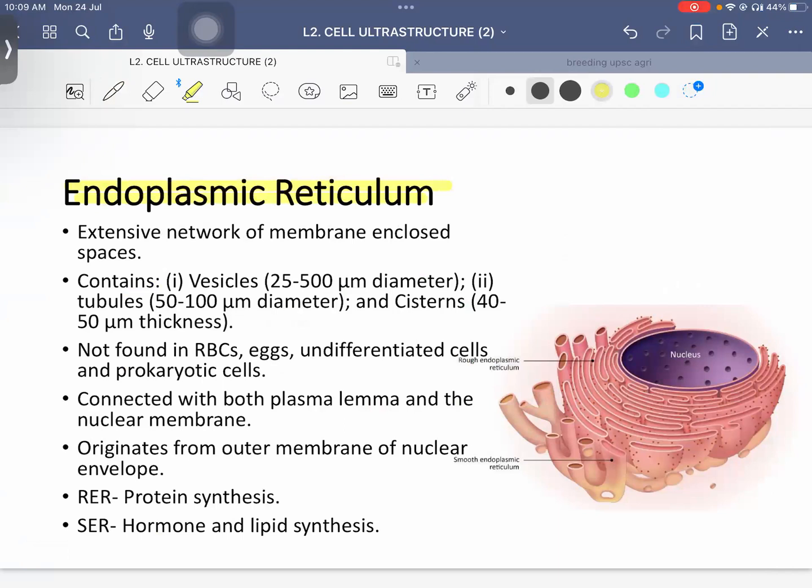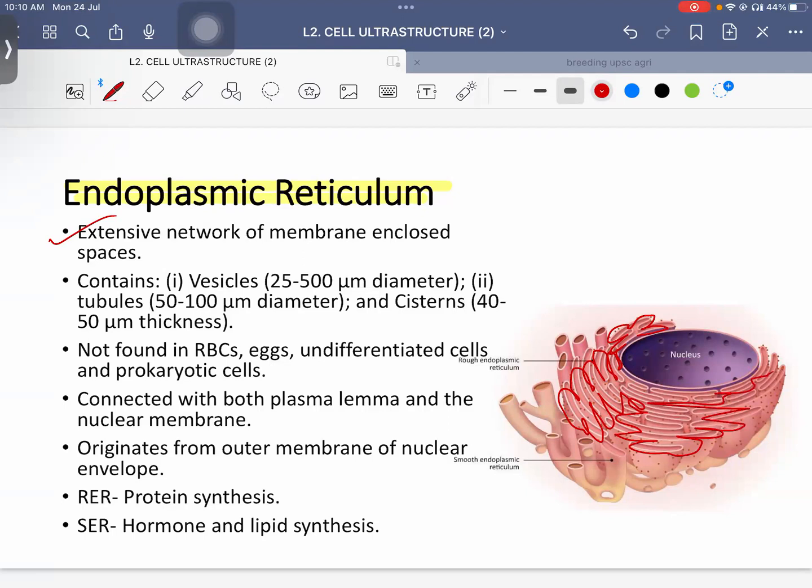Next, we will be studying the endoplasmic reticulum. This is one of the most important organelles. We have an extensive network of membrane-enclosed spaces. See here, it has a large surface area. You can see how this endoplasmic reticulum is there. It has a very high amount of surface area by which it functions. What does it contain? It contains vesicles and cisternae. These are the components. These are not found in RBCs or undifferentiated cells of prokaryotes. It's only present in eukaryotes.